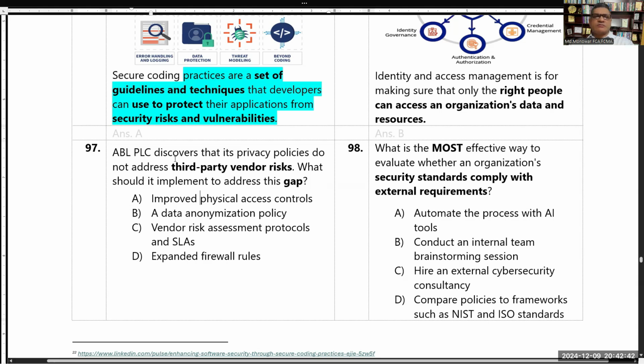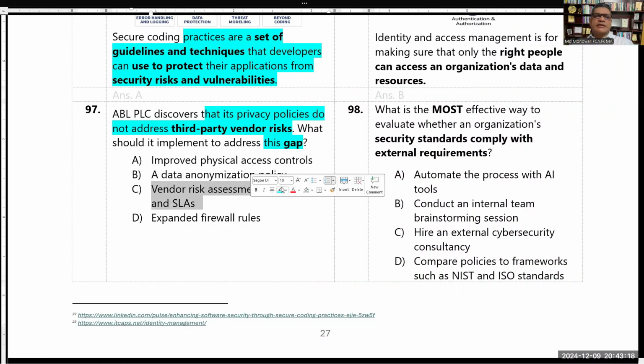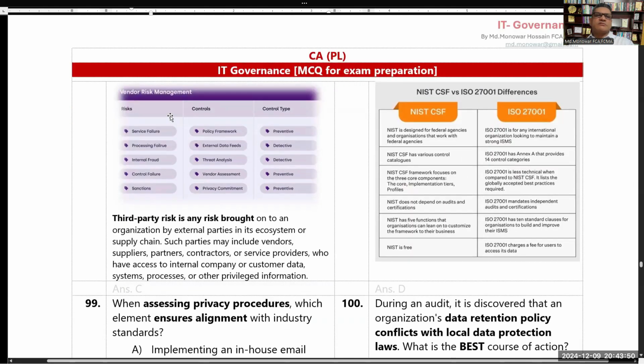ABC PLC discovers that its privacy policies do not address third-party vendor risk. What would it implement to address this gap? Vendor risk assessment protocol and SLA, service level agreement. If you implement vendor risk assessment protocols and service level agreements, then the gaps are addressed. So in vendor risk assessment, what is the risk, what is the control, and what type of control can be used, as mentioned here. Third-party risk is a risk brought to an organization by external parties in an ecosystem or supply chain.